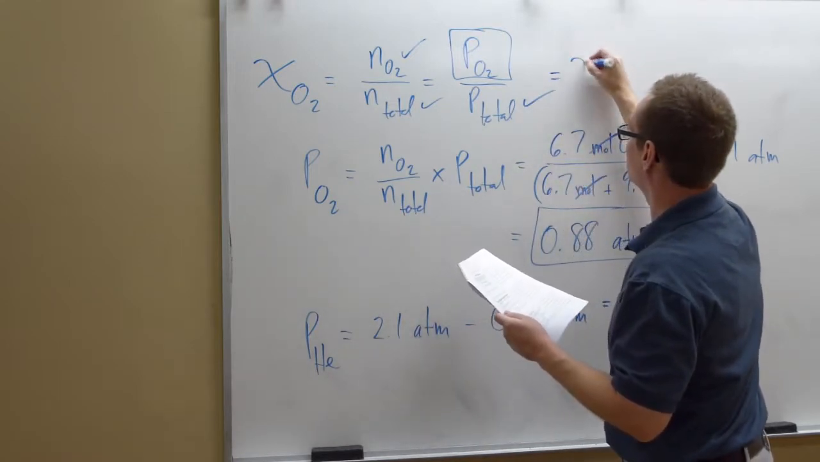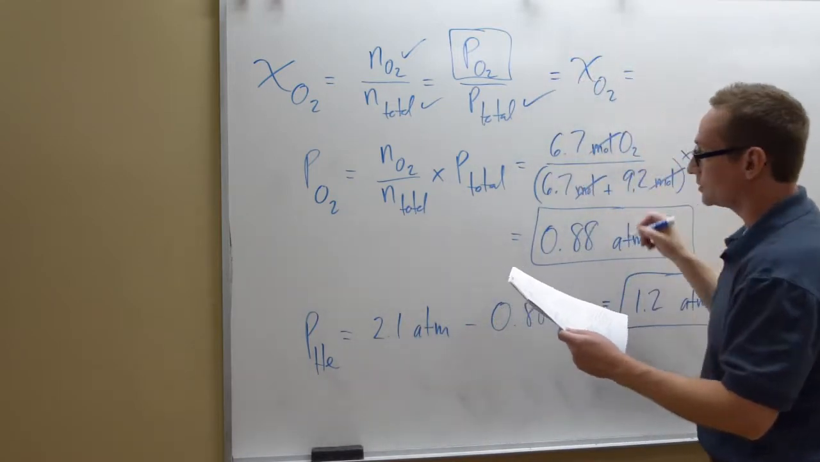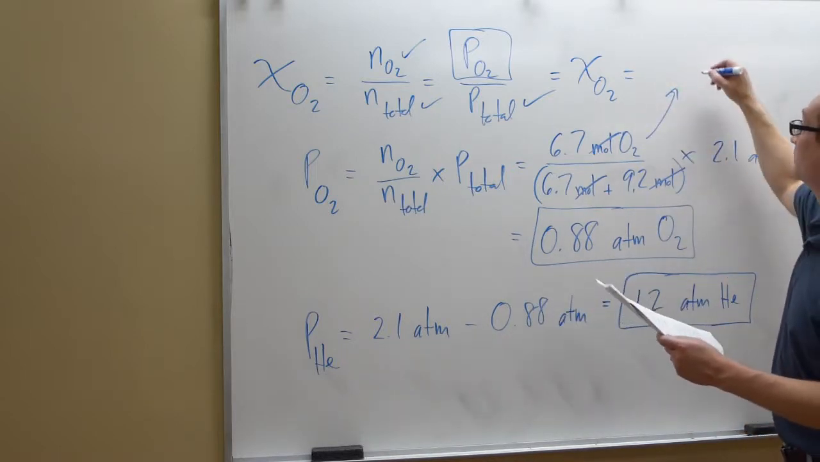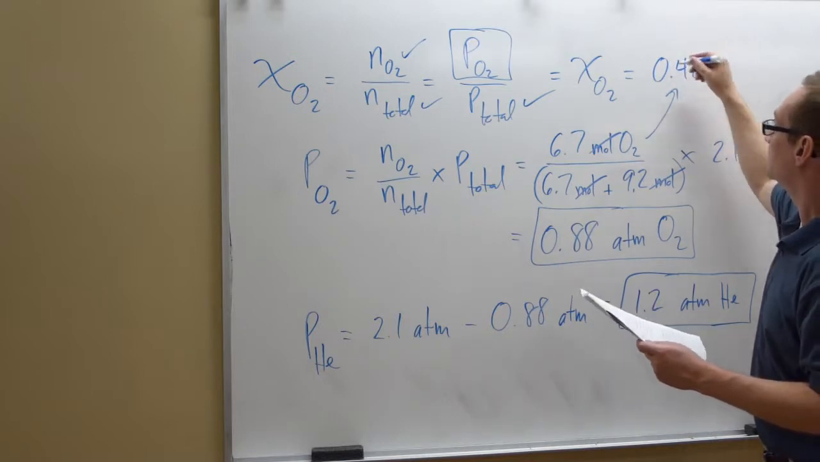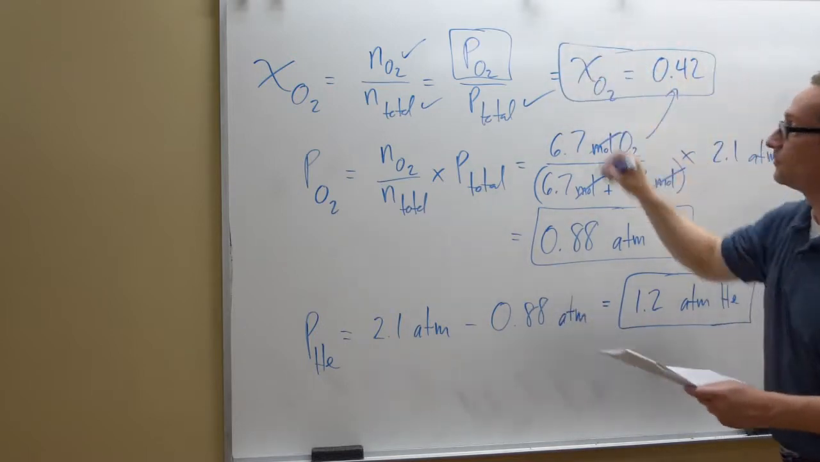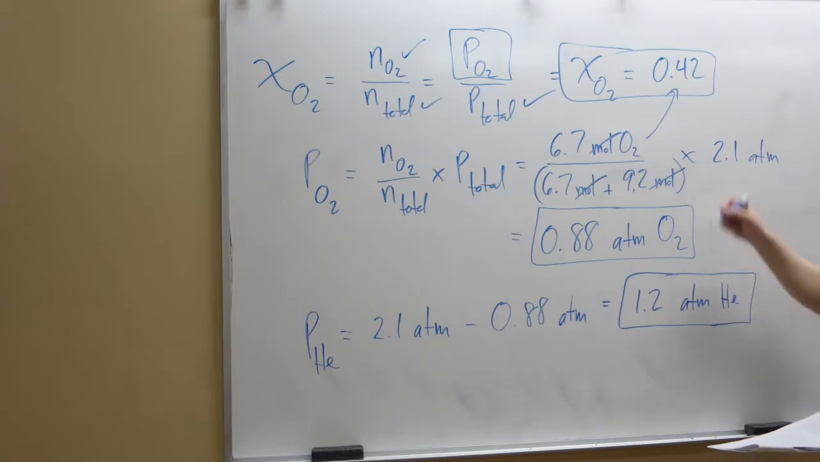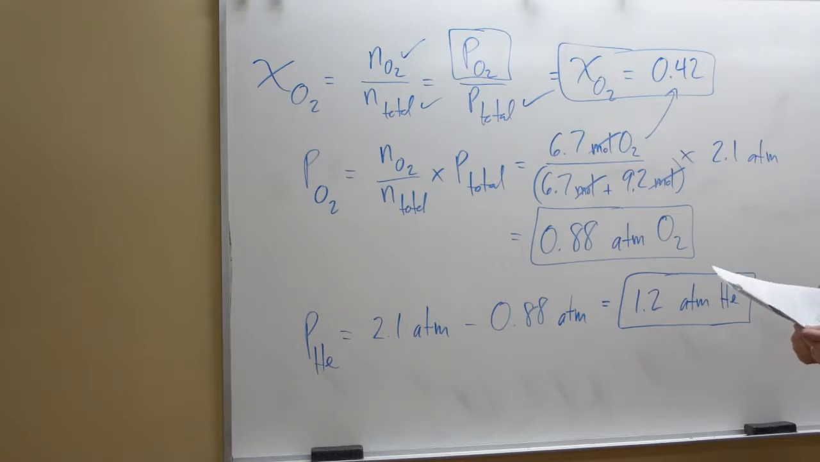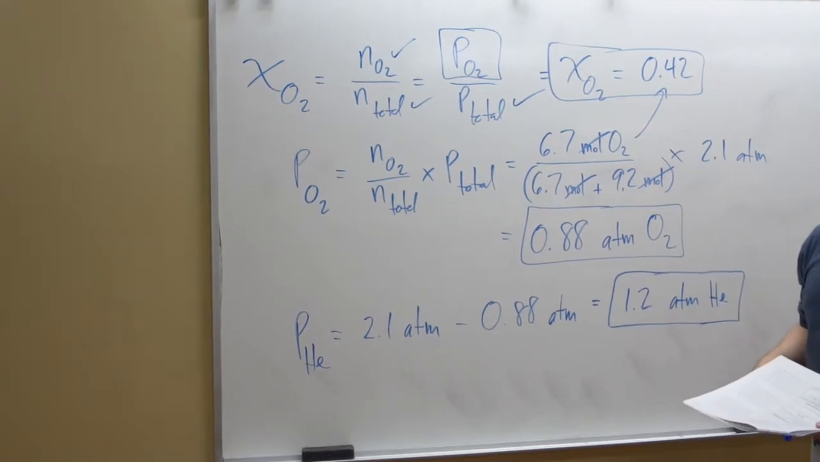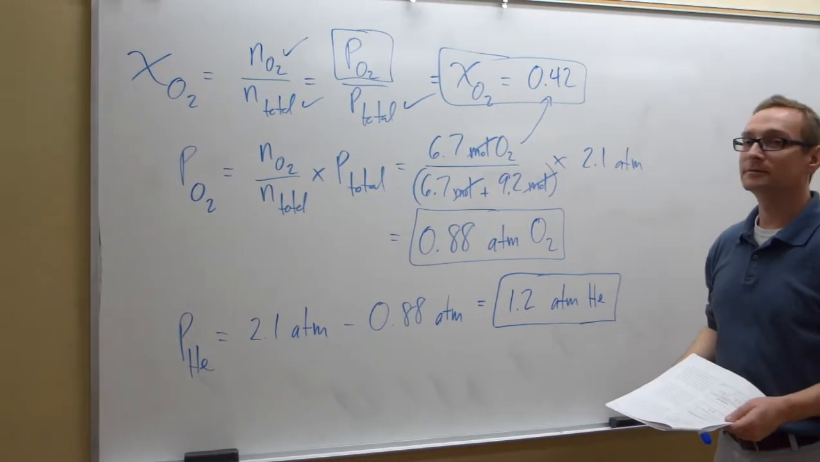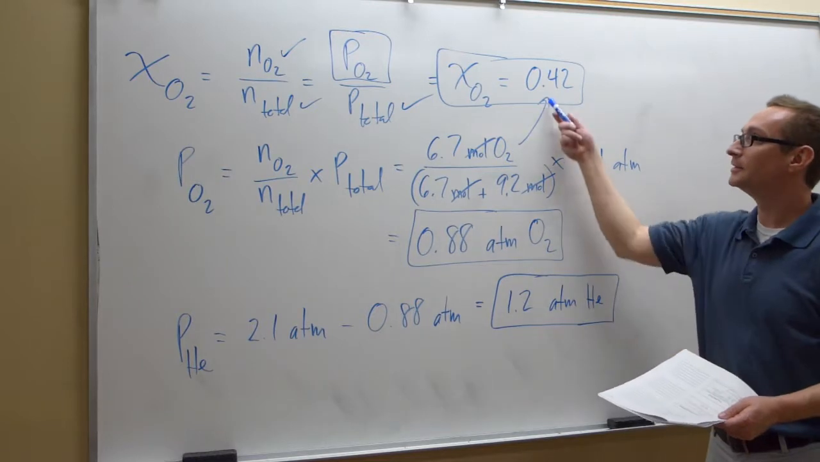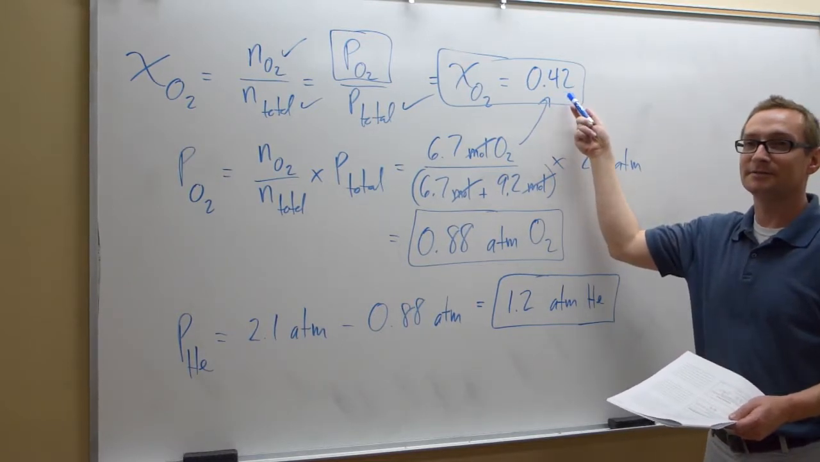So mole fraction of oxygen from this part would be 0.42. Okay. So it's a unitless number because the moles cancel. It's just a percentage. Let me ask you this question. What is the percentage of the oxygen gas in this mixture? It's really easy. It's right in front of you. What is this as a percentage?